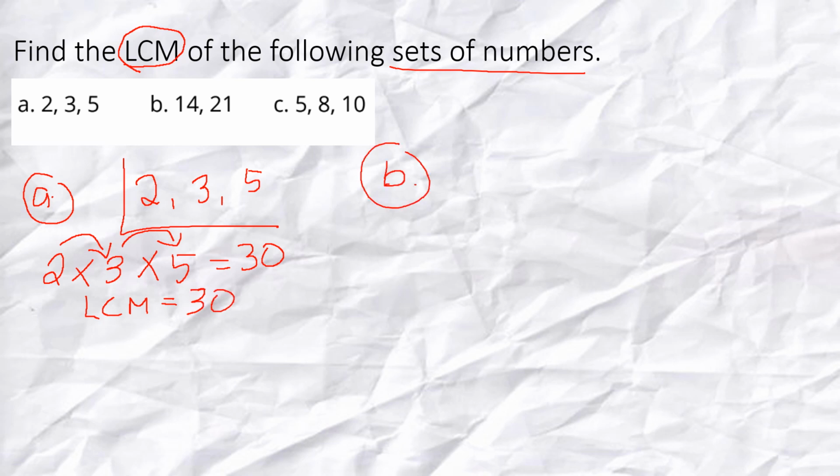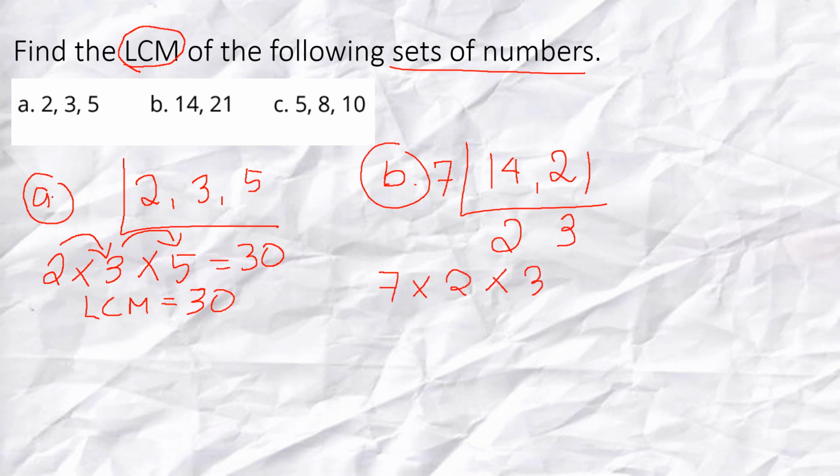Letter B, we have 14 and 21. The divisor that we can use here is the number 7. 14 divided by 7 is 2. 21 divided by 7 is 3. And then we can now multiply all the numbers. So 7 times 2 is 14. 14 times 3 is 42. So the LCM is 42.